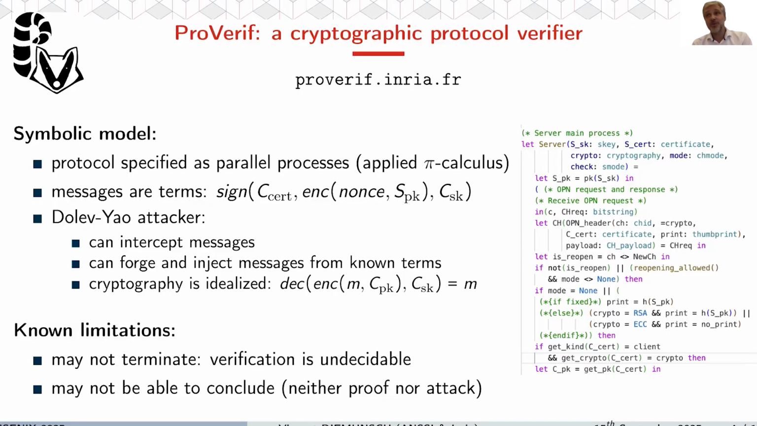Terms are reduced using an idealized cryptography. For instance, here a message M encrypted with the public key CPK can be decrypted with the associated private key CSK.